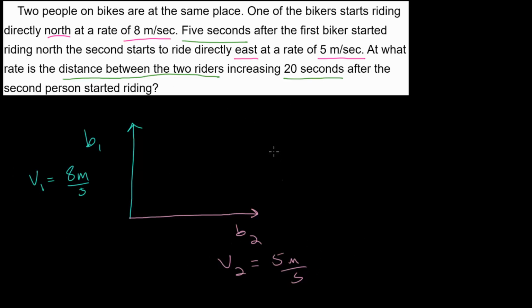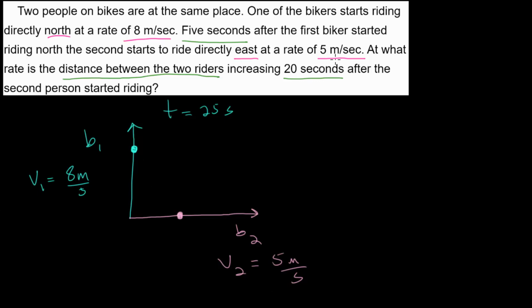So this picture here, we don't need to draw it to scale, but we can imagine it looking something like this. So let's consider where each of these bikers are 20 seconds after the second person started riding, which is 25 seconds after the first biker starts going. So we're looking at when the time is 25 seconds after everything begins. And let's say that biker 1 maybe is right here. Again, this doesn't have to be drawn to scale. We're just getting a rough idea. And let's say biker 2 maybe is right here.